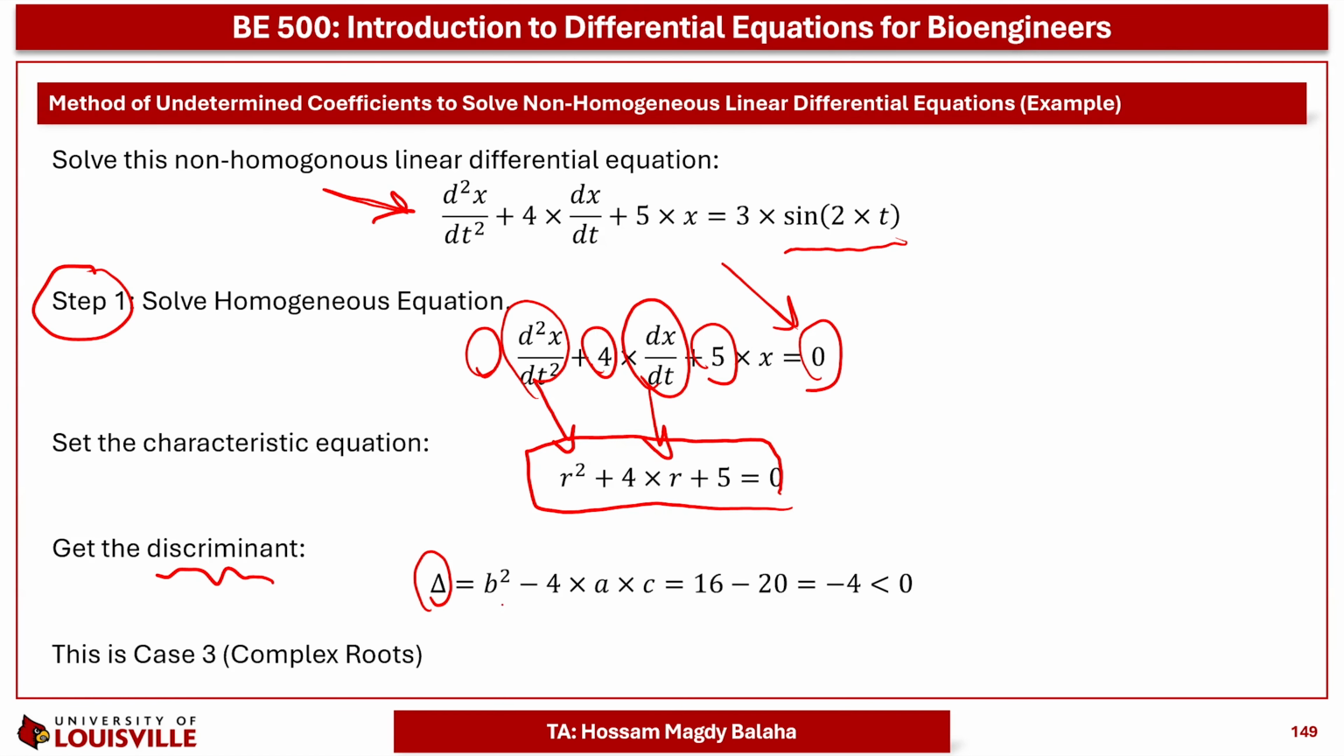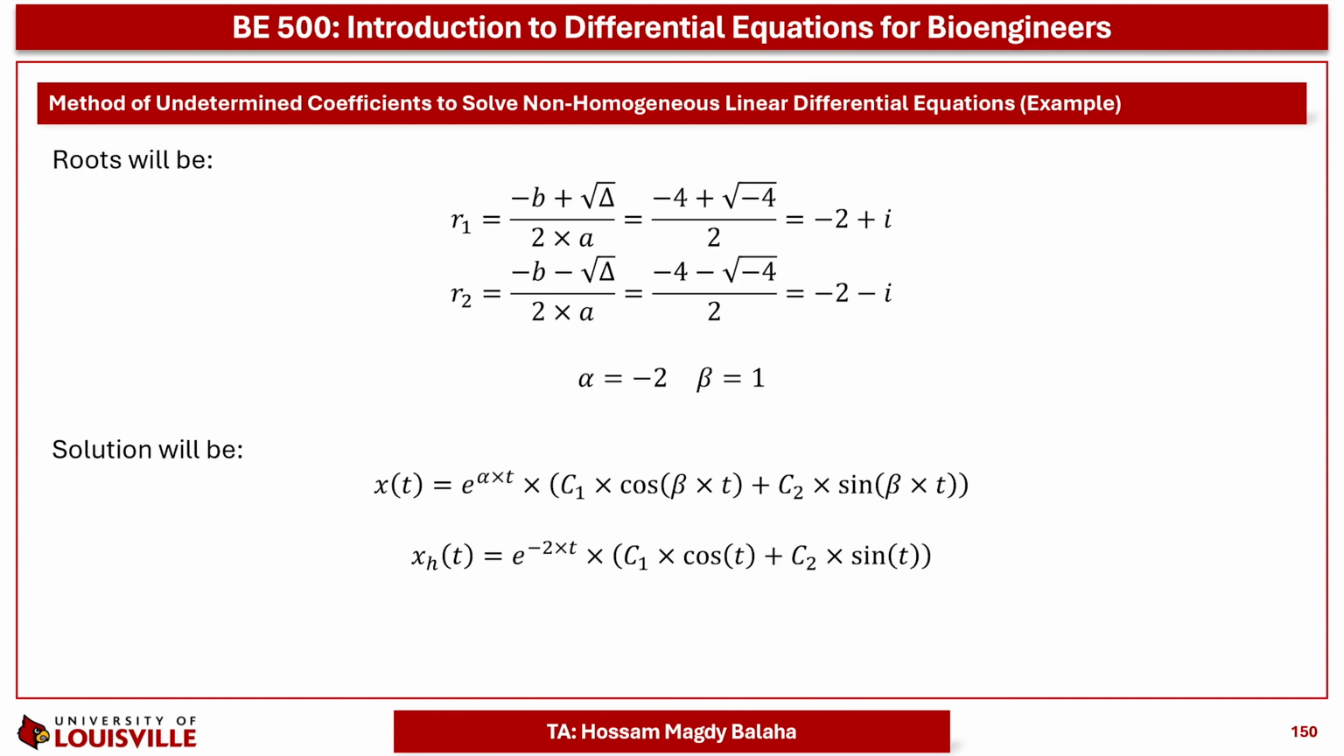So the discriminant is b squared minus 4ac. b squared is 16, minus 4 multiplied by 5 multiplied by 1 equals 20. 16 minus 20 is negative 4, which is less than 0. So we are in case 3, which is complex roots. After that, find the roots. Simply use the quadratic formula, negative b plus or minus the square root of the discriminant over 2a. You will retrieve that r1 equals negative 2 plus 1i. The second root will be similar to the first root, but instead of plus, it will be minus.